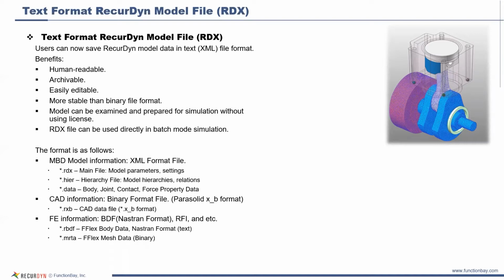And also what we call the RDX file, which is the main text file, it can be used directly in batch mode simulation. So users can go ahead and just use a text editor, edit certain parameter values, and then just feed it right into the batch mode simulation.